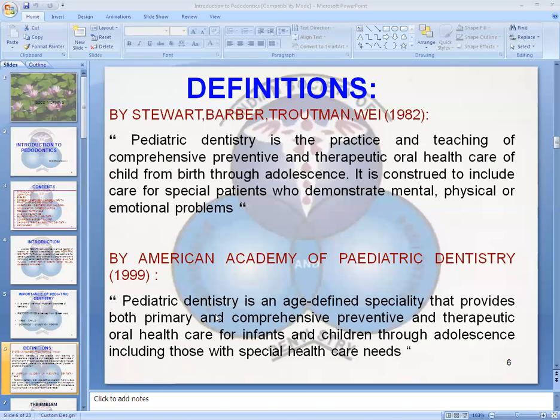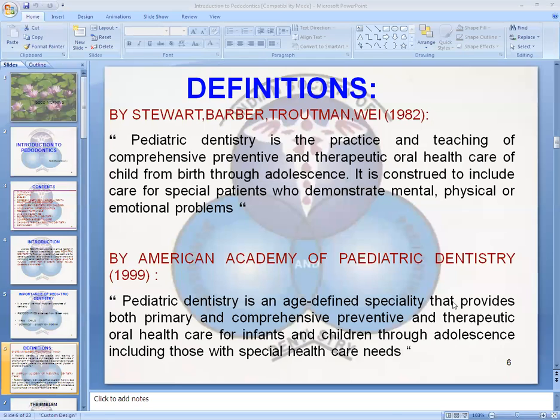So what is it telling? It is an age-defined specialty. Why is it an age-defined specialty? Because it is related to a particular age group only. In pediatric dentistry, we see patients of a particular age group only. So it is called an age-defined specialty, which provides the primary and comprehensive care.